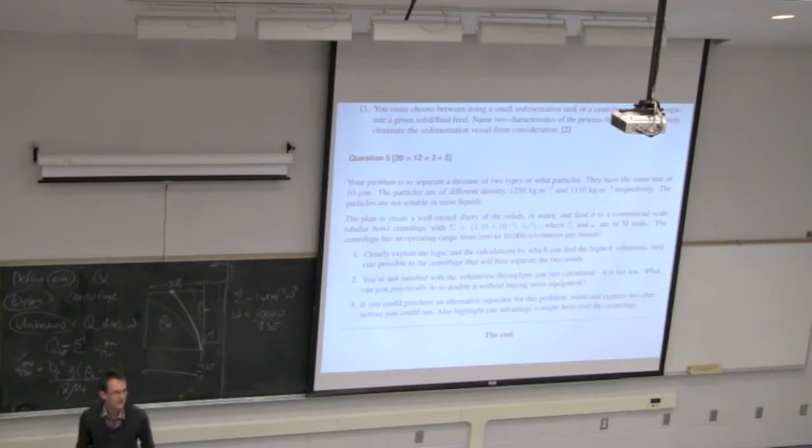We need to convert to radians per second, to SI units, okay? So 9.55 is the conversion from RPM to radians per second. Okay, so we're going to sub in over there and get our sigma.